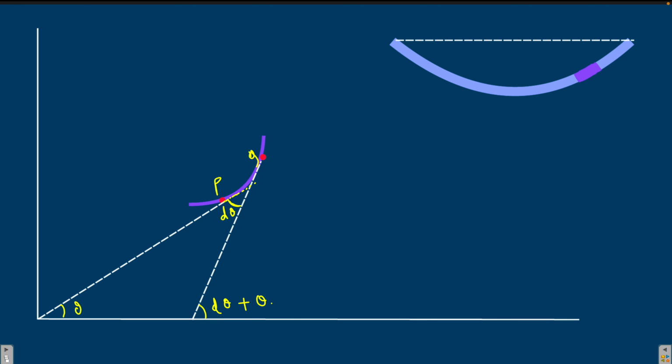Moving ahead, we will be drawing two normals from these two points P and Q, which will intersect at point O, which is the center of the circle. So these are the normals which are intersecting at O, the center of the circle. This is theta plus d theta.